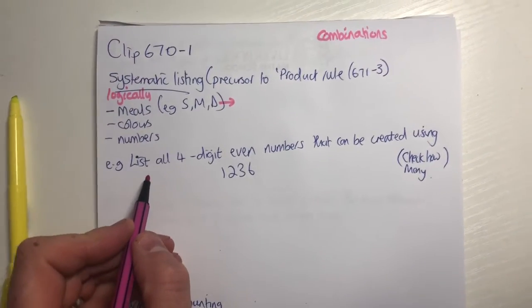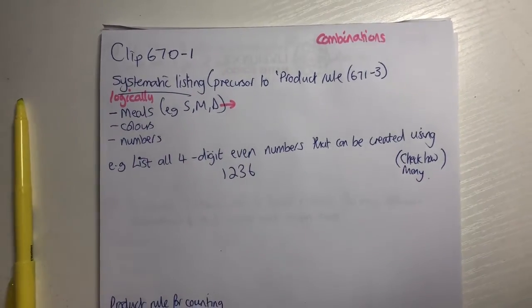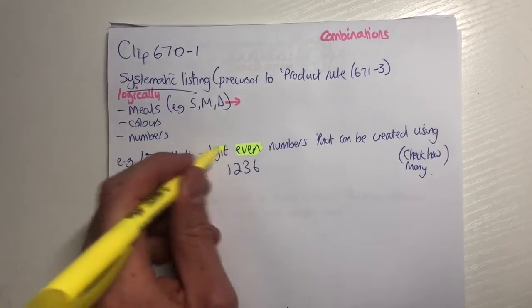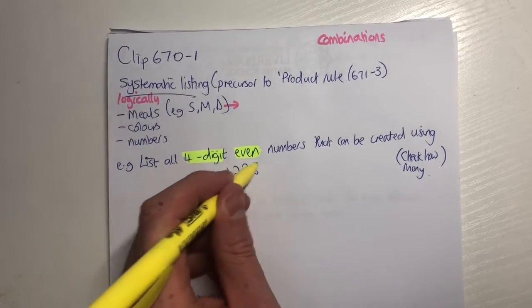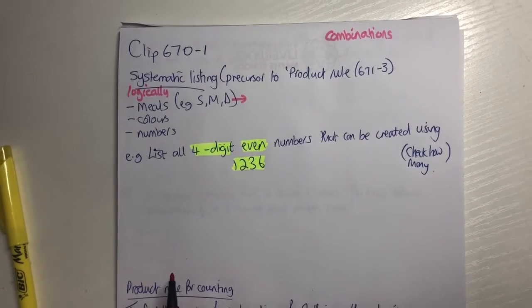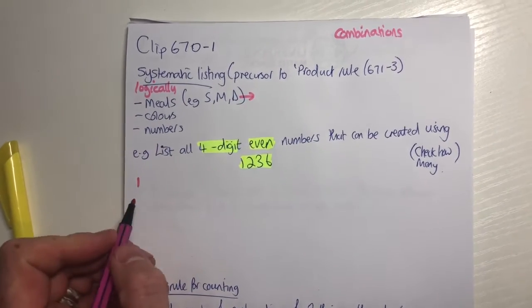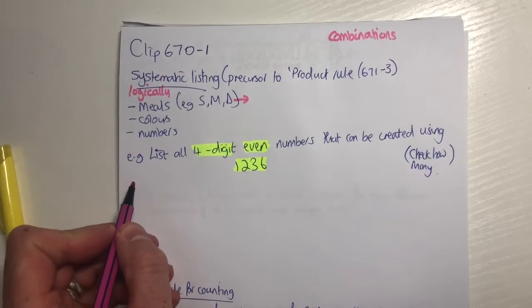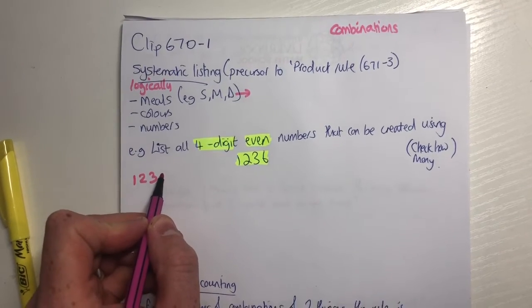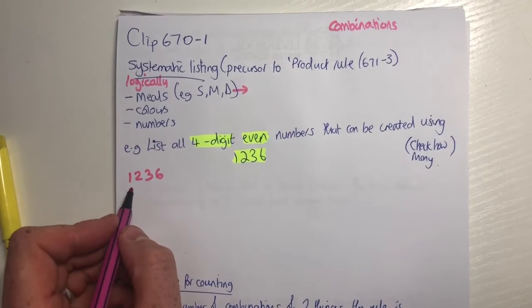Okay, so first question is, list all the 4-digit even numbers that can be created using 1, 2, 3, 6. So first thing, 4 digits, they're all even, and it's those 4 numbers. So let's think about what numbers you can actually write down. So start with the 1. Systematic listing means I'm going to start in some way. I'm going to start with 1 in the first one, 2 in the second one, 3 in the third, and 6 in the fourth. And then what other combinations have you got of those numbers?